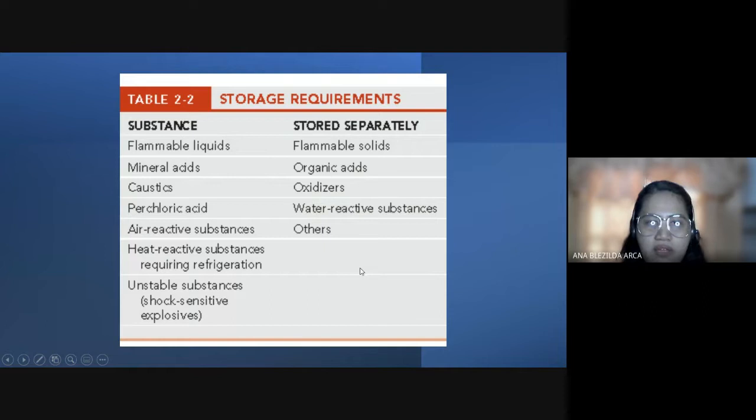Okay? Now, for the storage, again, sabi ko nga kanina, merong mga chemical na okay lang na sama-sama sila. May mga chemical na dapat kanya-kanya, di ba? So, stored separately will be the flammable solids, organic acids, oxidizers, water-reactive substances. Those are examples of chemicals that should be stored separately.